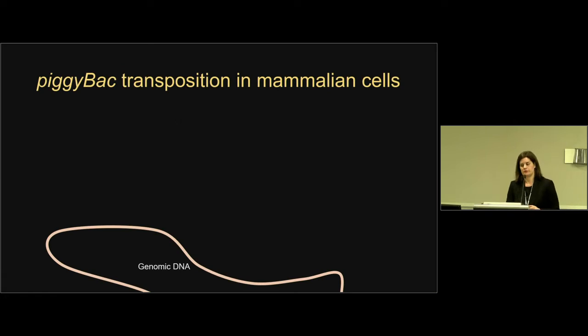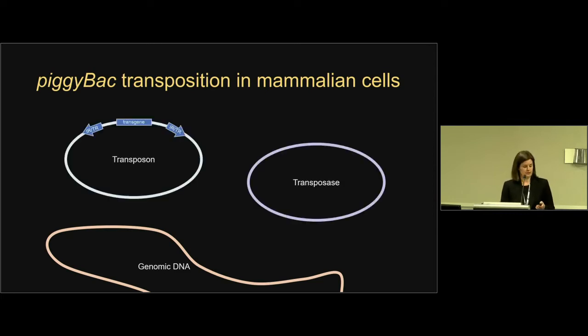Okay, so how does this work for a gene therapy context? We're all using piggyBac in mammalian cells, probably. So you have 2 plasmids. You have a transposon here, and you have a transposase. And the transposon contains inverted terminal repeat short DNA sequences that are flanking a transgene. And that can be anything of interest. That could be a marker gene, selection cassette. It could be your gene therapy, important, missing protein here.